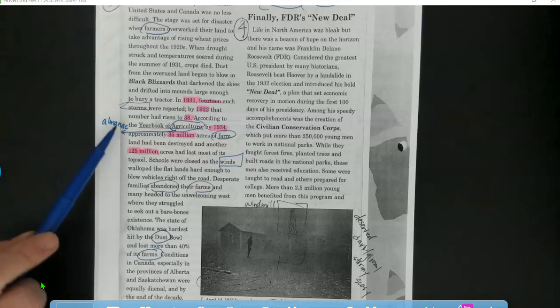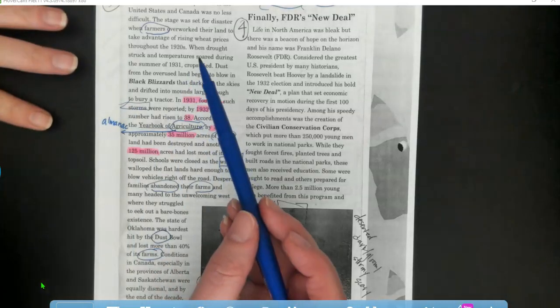Now, when the farmers started to overwork their land and the crops started to die, it worsened the problem because now there's nothing with roots holding the soil in. So every time a big wind would come, it would pick up all of that dirt and blow it around, okay?